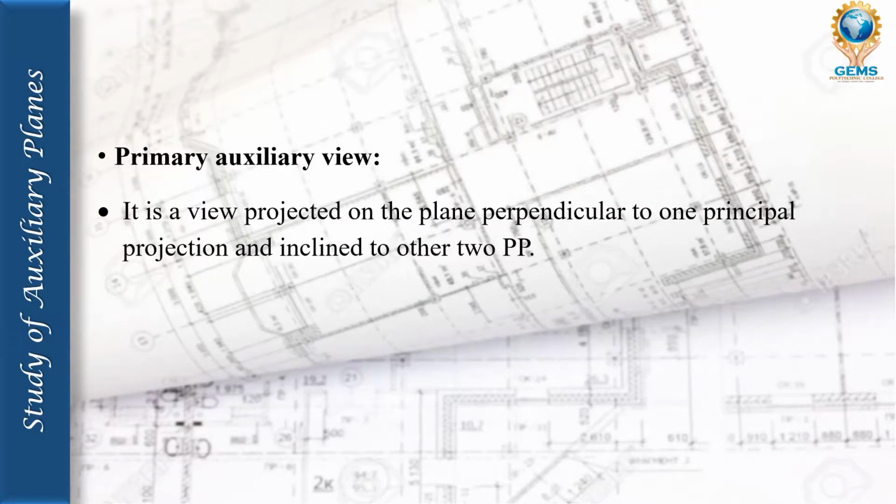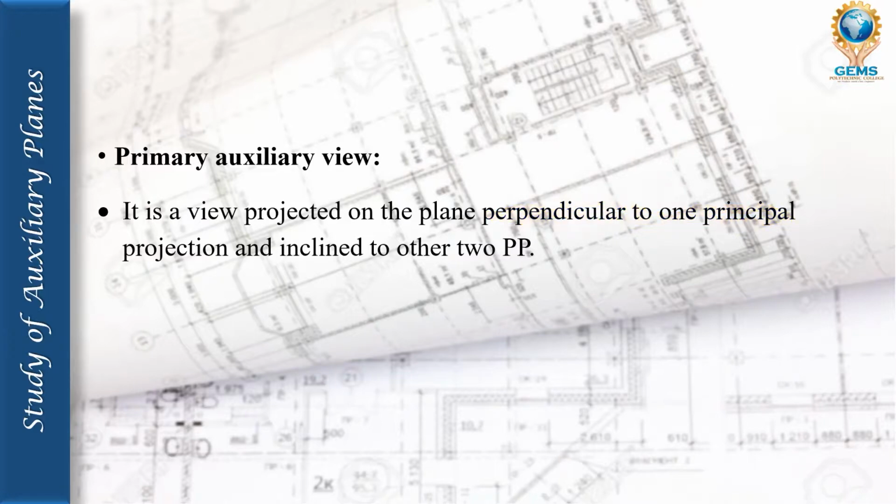Now the definition of primary auxiliary view. It is a view projected on the plane perpendicular to one principal projection plane and inclined to the other two principal projection planes. See the word here. The important word is perpendicular to one principal plane. This is the important word here.